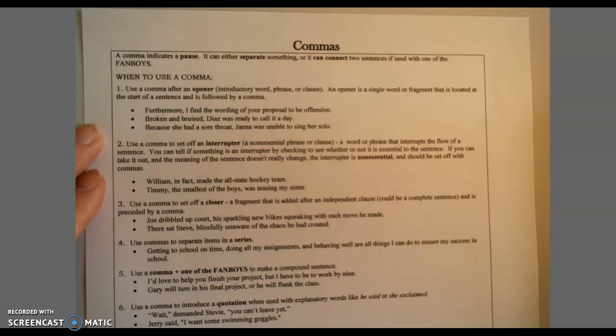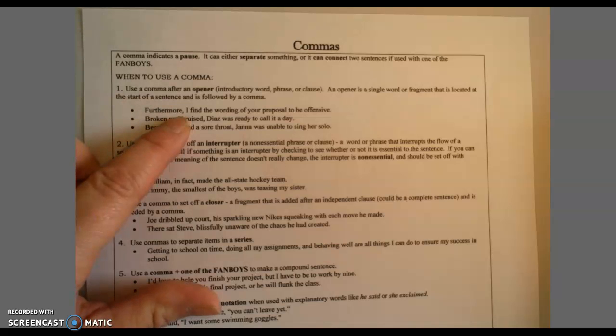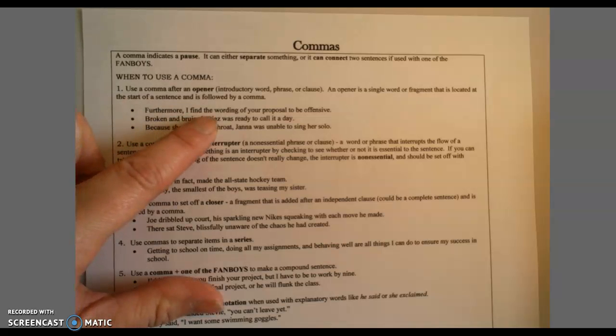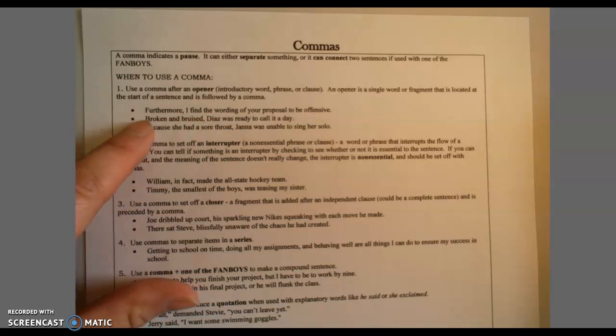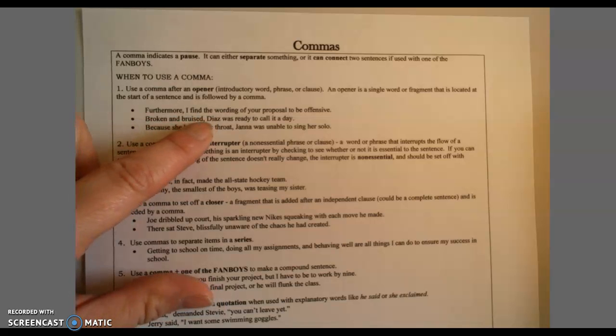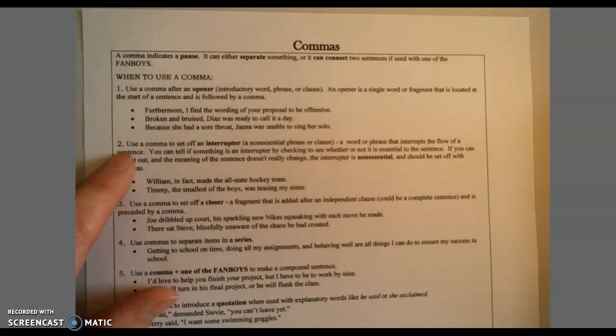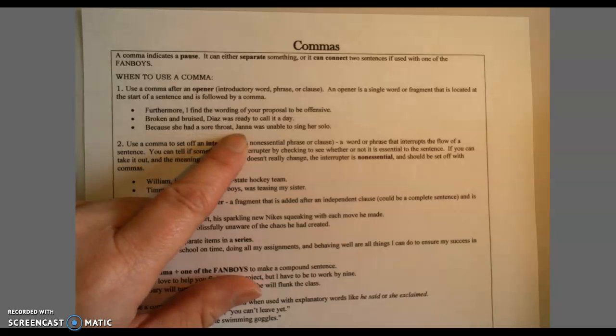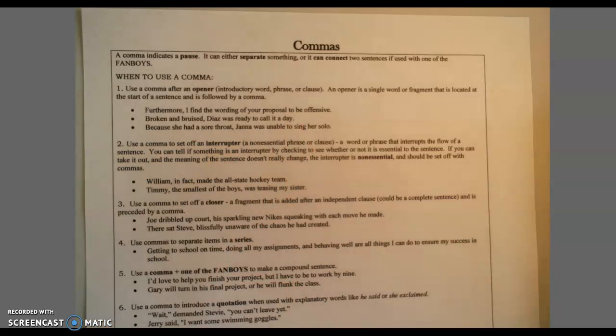Most of you know this already. The commas are pretty straightforward. When do we use a comma? We use a comma after an opener, an introductory word, phrase, or clause. An opener can be a single word, like, furthermore, comma, I find the wording of your proposal to be offensive. Or we've got a phrase here, broken and bruised, comma, Diaz was ready to call it a day. And then we have a dependent clause. Because is one of those awubis words. So we have the dependent clause, because she had a sore throat, comma, Jana was unable to sing her solo.